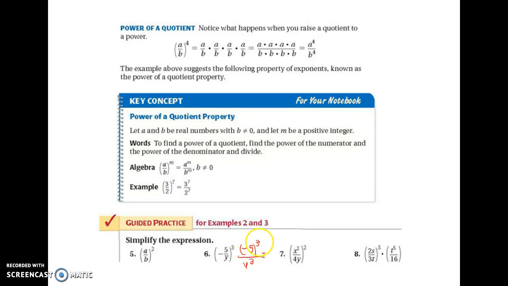Since this is fairly small, we should be able to multiply this out to get the number. So that's -5 times -5, which is a positive 25, times another -5. That's going to be a -125 as your numerator over y to the third.